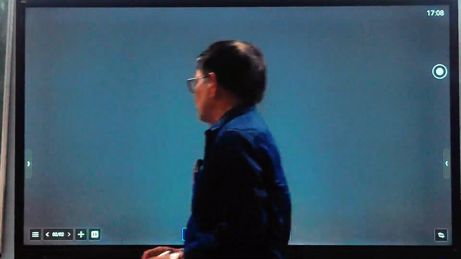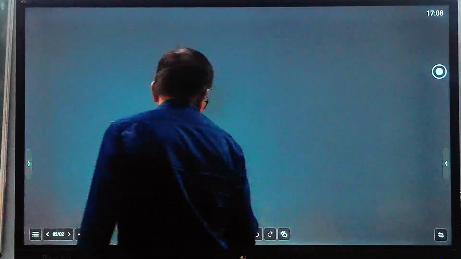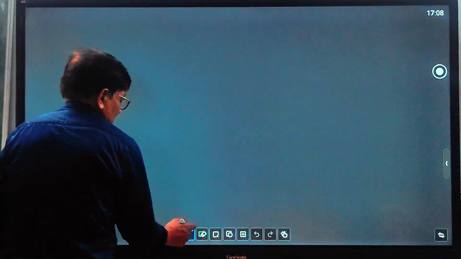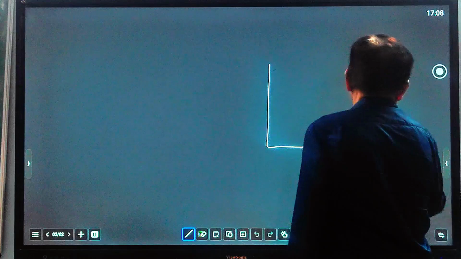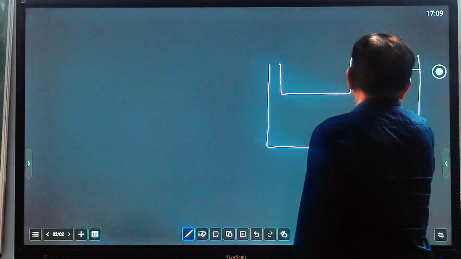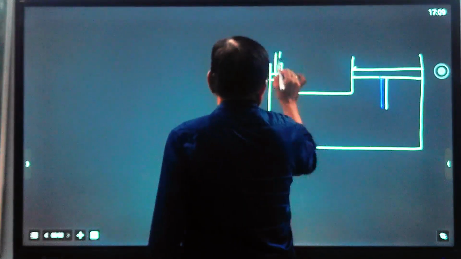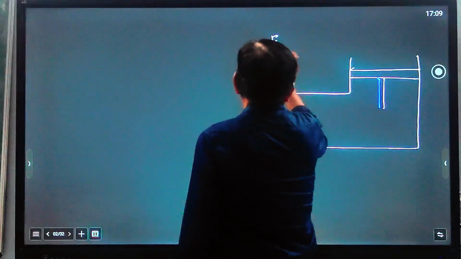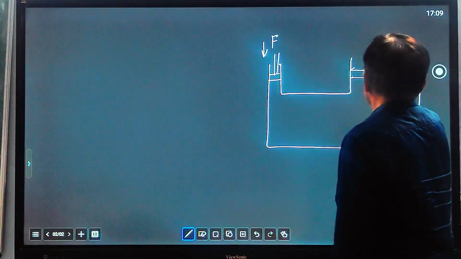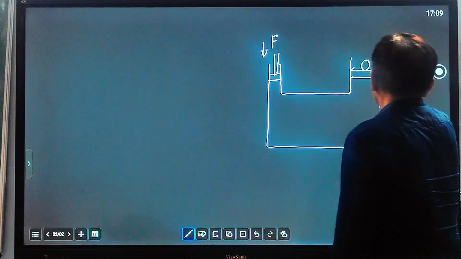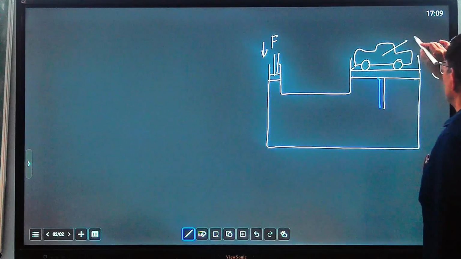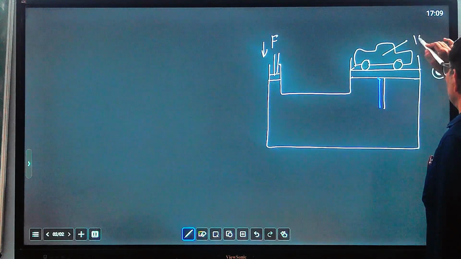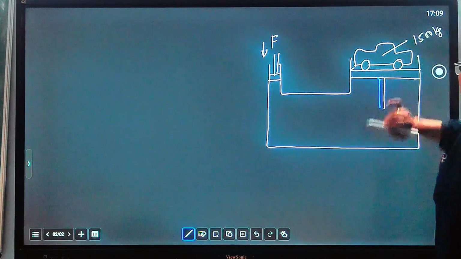For hydraulic jack, for example, we want to lift a car having a weight of 1500 kg. So let us make an example. Suppose this is a plunger and there is a piston here. We apply a small force F. And here this is a car. We want to lift this car having 1500 kg mass.